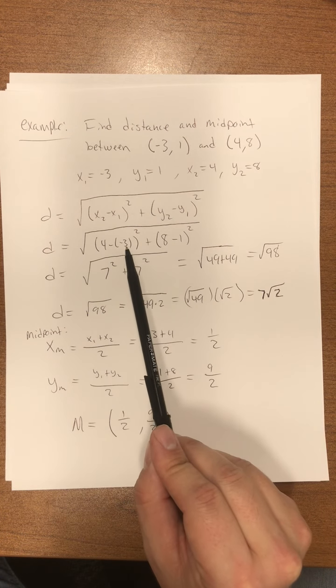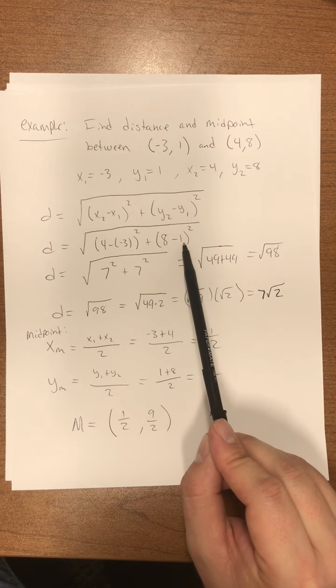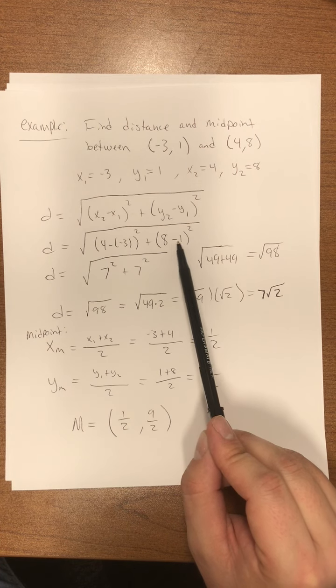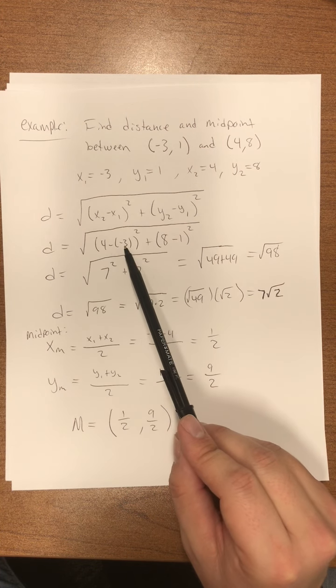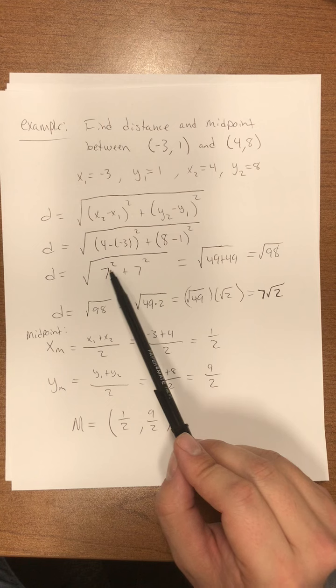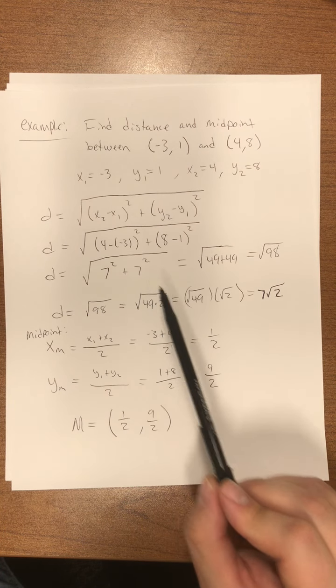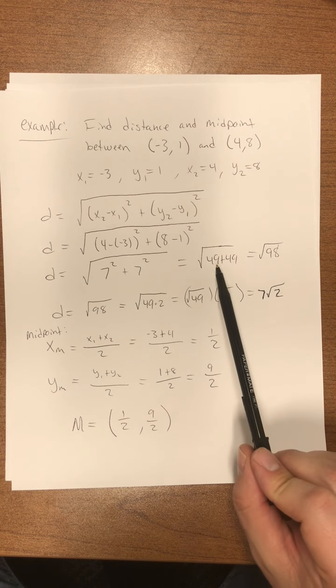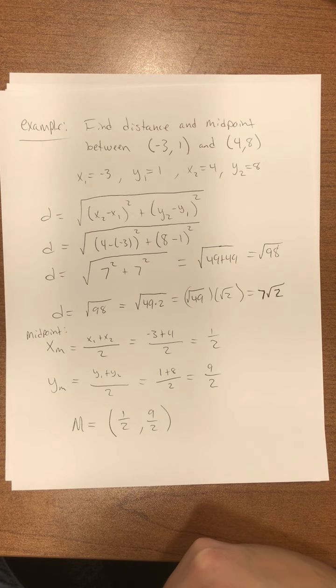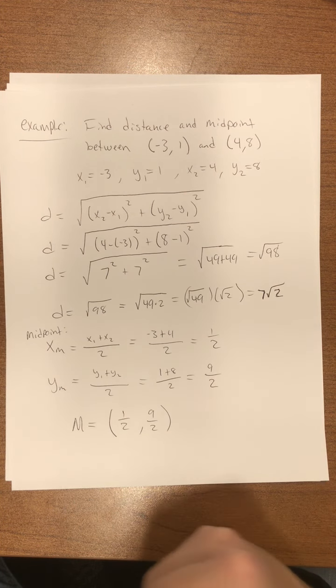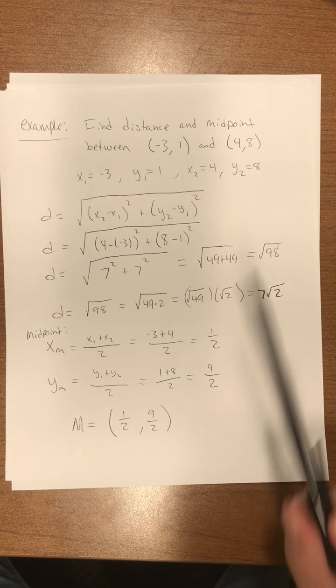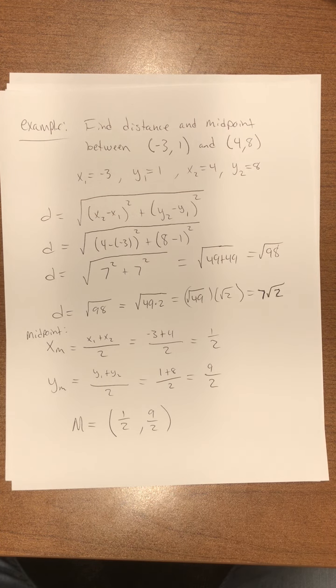There's x2, there's x1, there's y2, there's y1, and 4 minus negative 3 is 7. We're going to square that. 8 minus 1 is also 7. We're going to square that. So underneath the radical, we have 49 plus 49, which is the square root of 98. And we're going to get a little bit of review on how to simplify that radical.